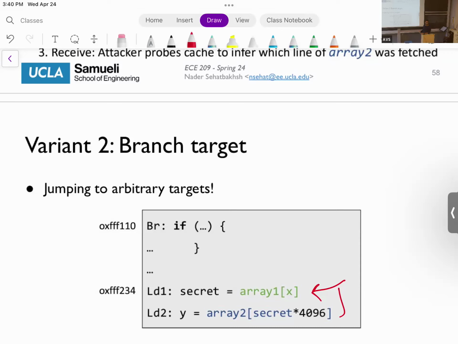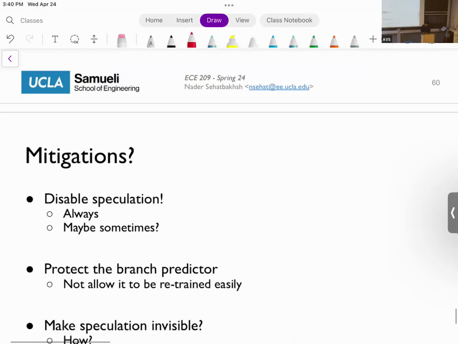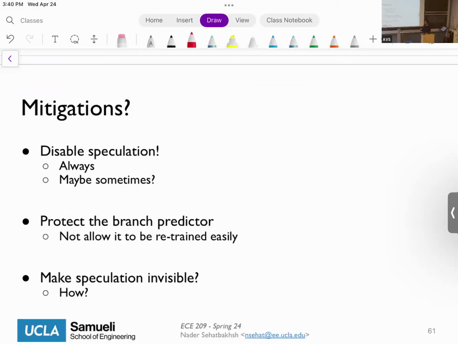So we're going to see it more next week on Wednesday. We're going to talk about the defenses, okay? There are plenty more. Of course, the first one is to disable speculation. Maybe not always, but there are solutions that temporarily disable speculation. There are fences that you can put in your code, and when you put a fence, this temporarily disables speculation. Okay. You can also protect your branch predictor, for example, from being mispredicted or being poisoned.